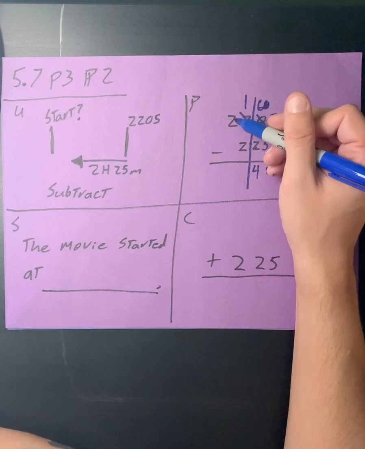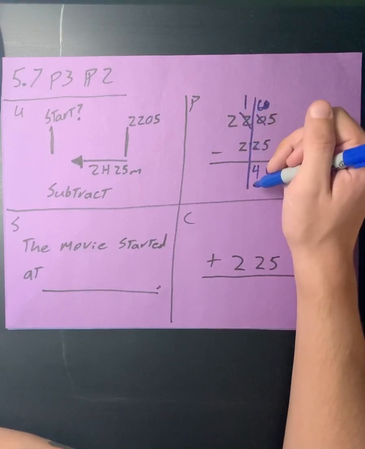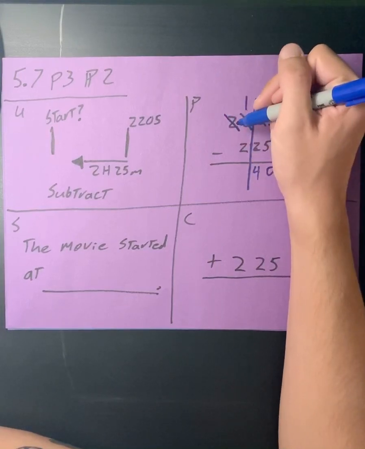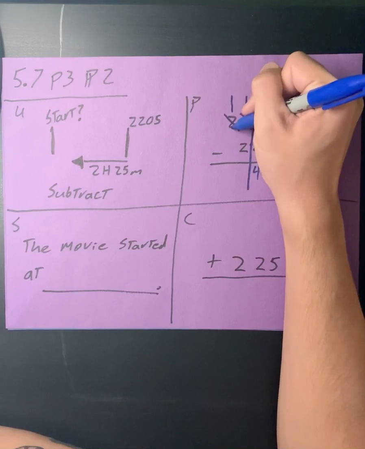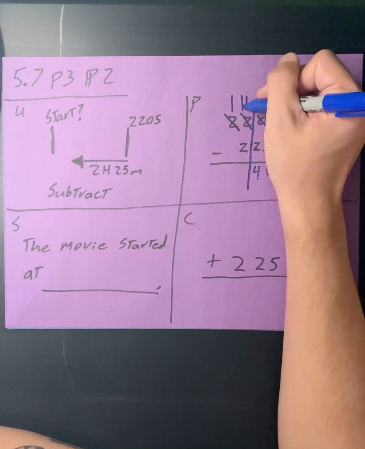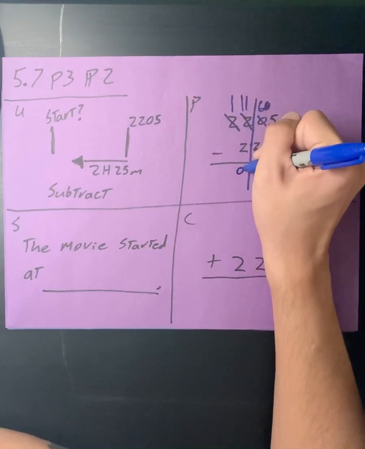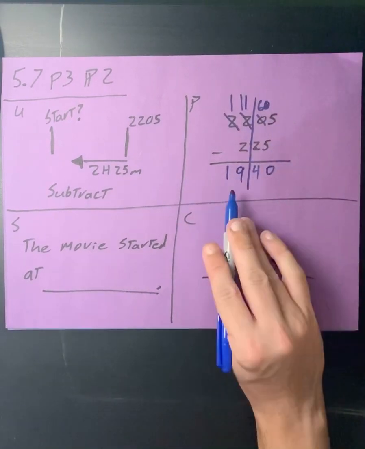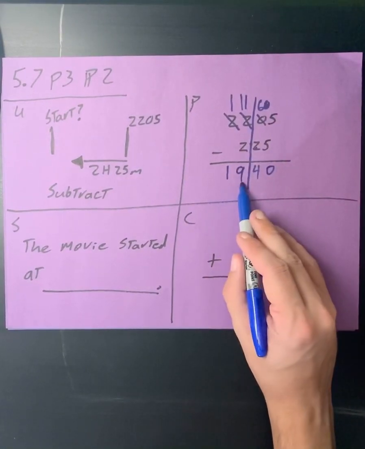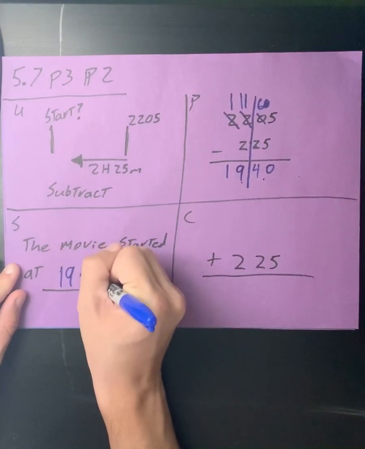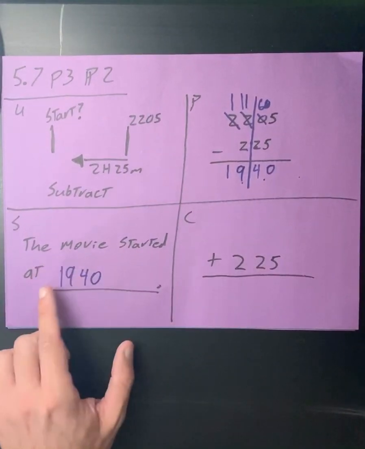Over in my hours side, I have 21 hours minus 2 hours. I can't subtract 2 from 1, so I'll need to regroup from my 10 hours. My 10 over here becomes 1 ten and 10 ones. 10 plus 1 is 11, so if I subtract 11 minus 2, that gives me 9. 10 minus 0, 10. So the movie started at 1940 minutes. 1900 hours, 40 minutes, okay? So that's when the movie started.